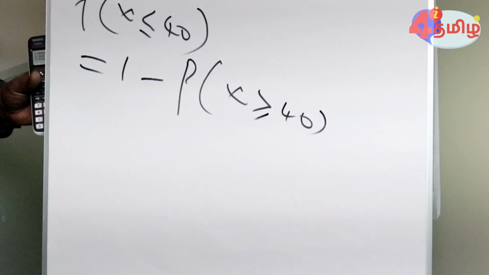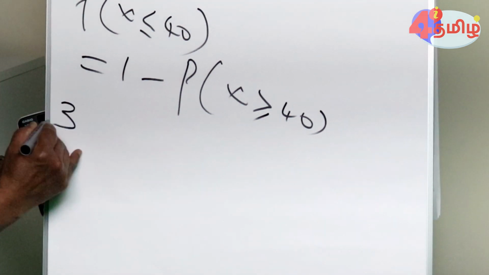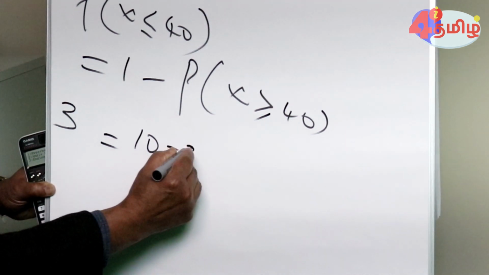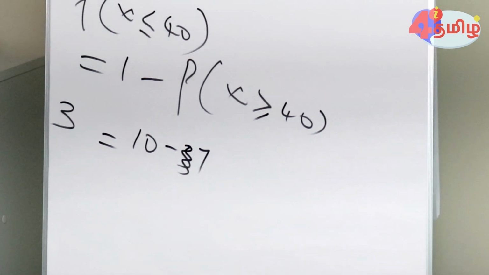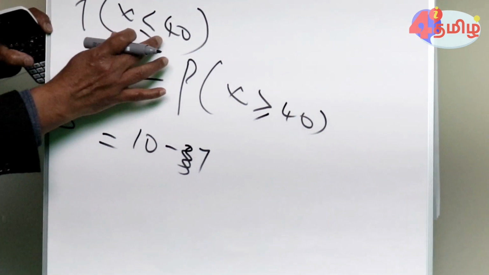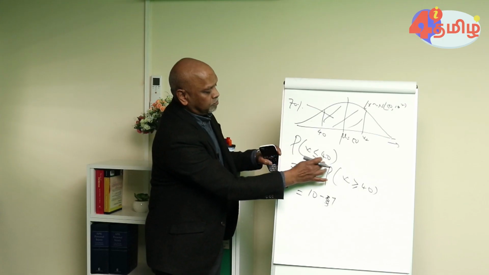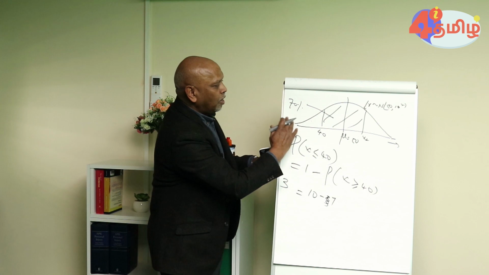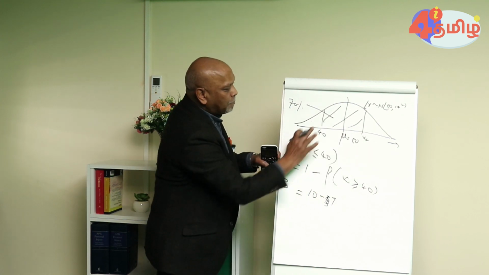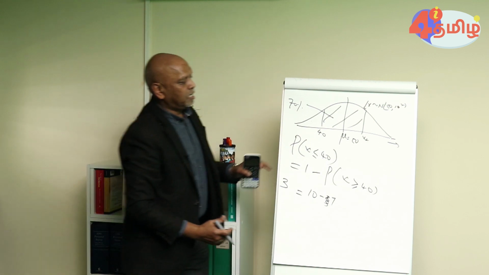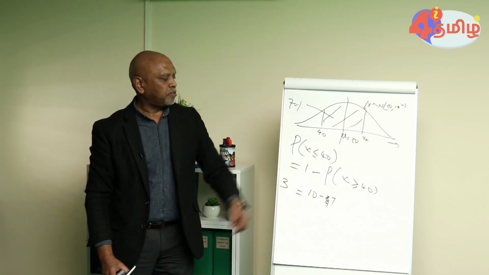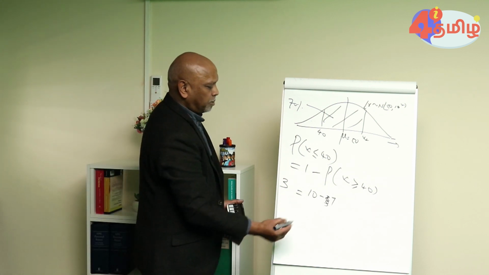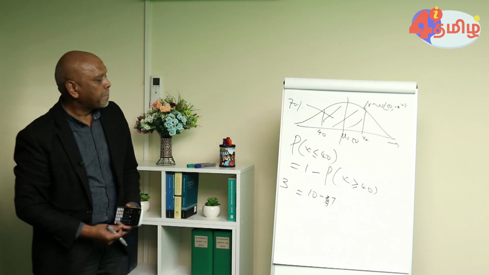So what it is, simply, if you could put it in a simple form, I can write 3 equals 10 minus 7. Same, isn't it? So that is exactly what I'm writing. In order to find the left-hand side, the whole thing is 1, minus something, the right-hand side. So to find the left-hand side, 1 minus right-hand side. Or to find the right-hand side, 1 minus left-hand side. Simple as that. So 3 equals 10 minus 7, or 7 equals 10 minus 3.